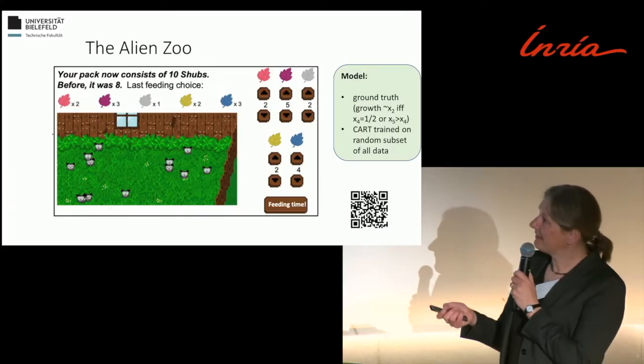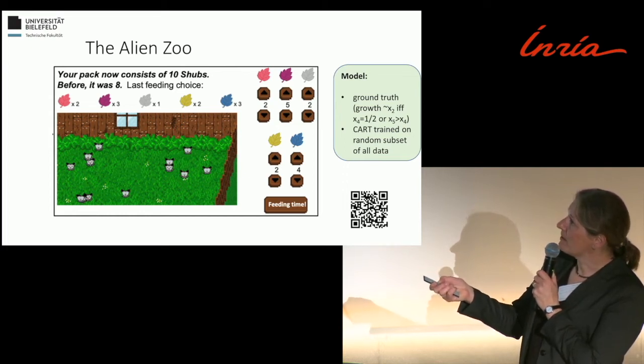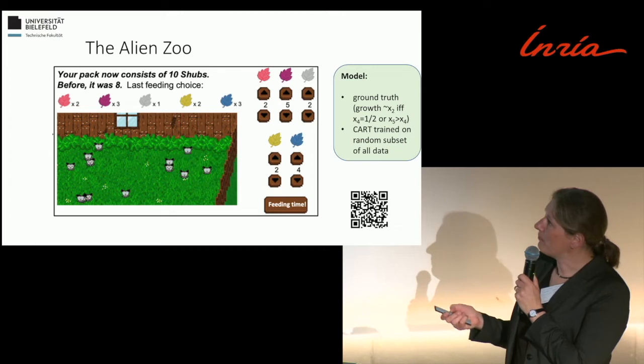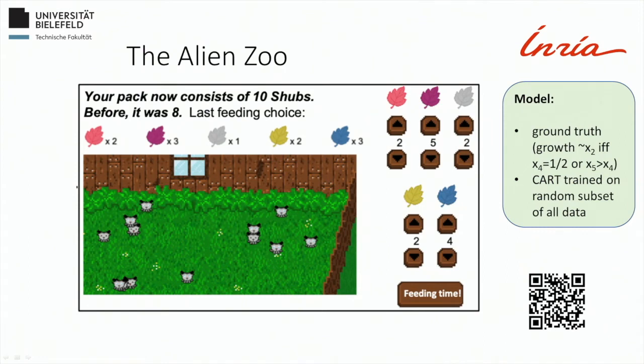In order to be able to evaluate counterfactual explanations in a scenario everyone can understand, we designed the Alien Zoo. So the Alien Zoo is a game where you have aliens, the chaps, and you can feed them with 5 different types of leaves. Depending on how you feed them, they grow or they shrink. The challenge is to grow them as much as possible.